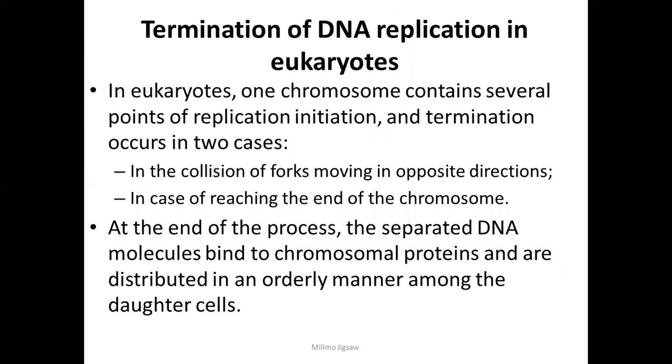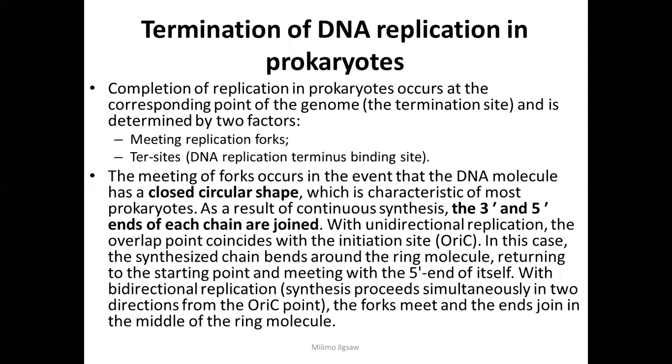Now, termination of DNA replication. DNA replication has to terminate. We find that in prokaryotes, it will occur at corresponding points of the genome, which is the termination site. Two factors are going to determine this. You have the meeting replication forks: there will be convergence of two replication forks meeting. And then there are also what we call DNA replication terminus binding sites, or the Ter sites.